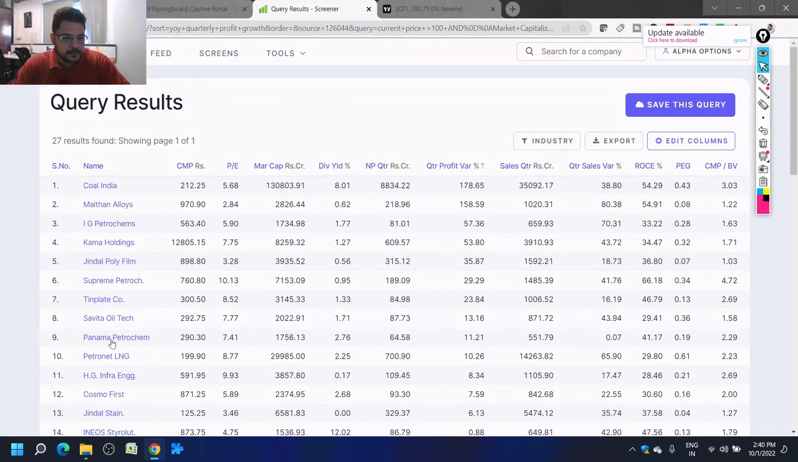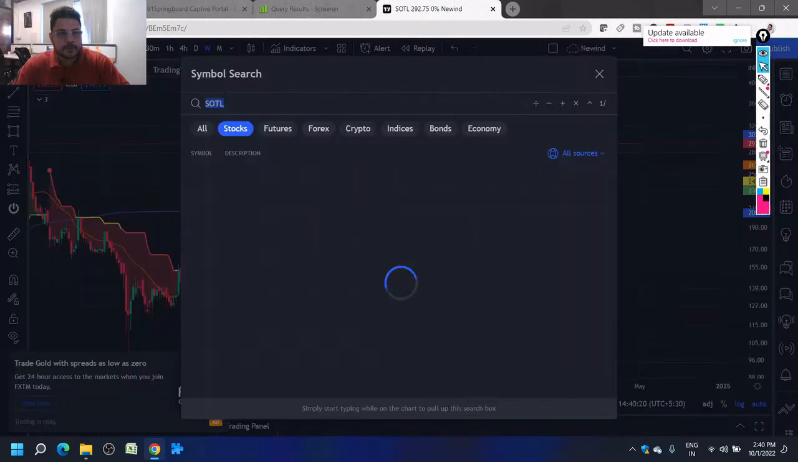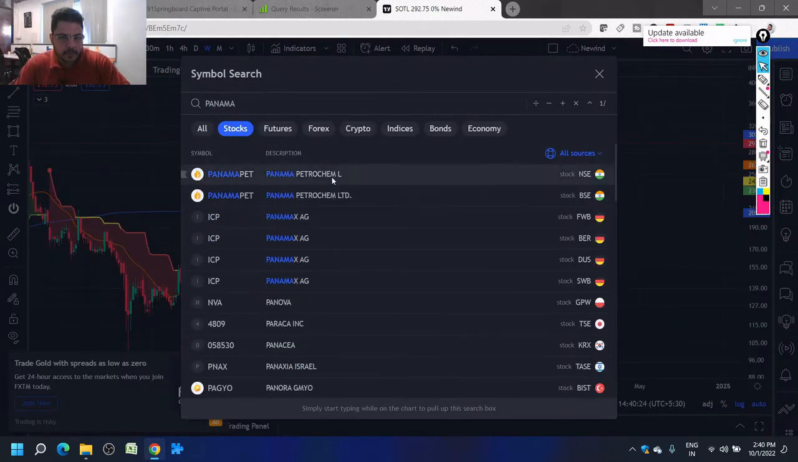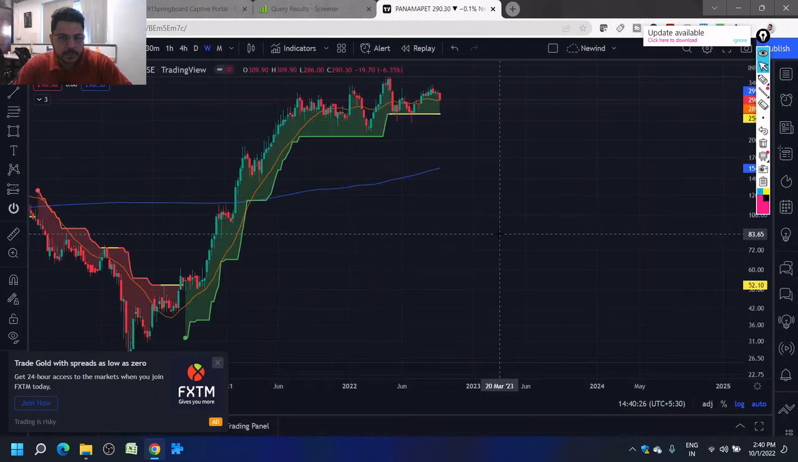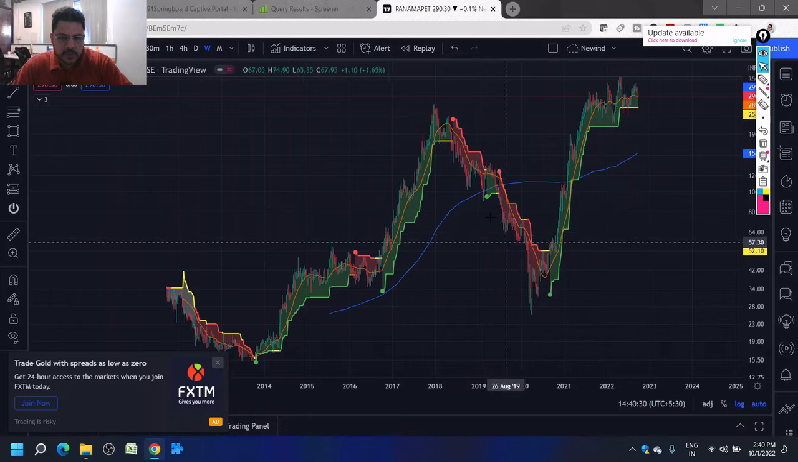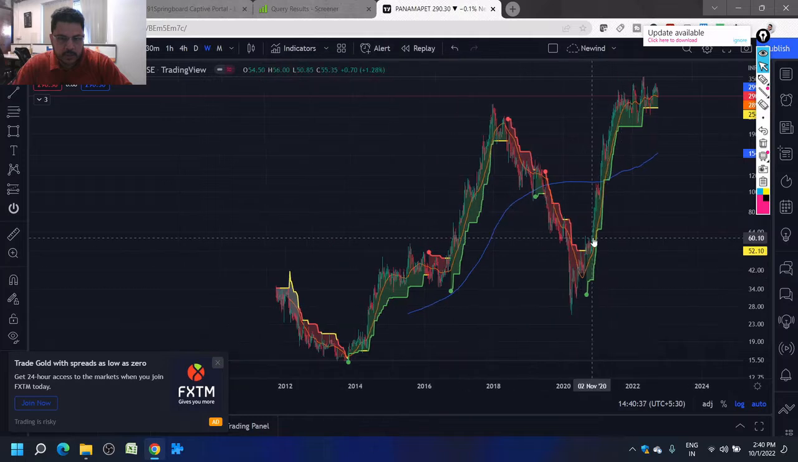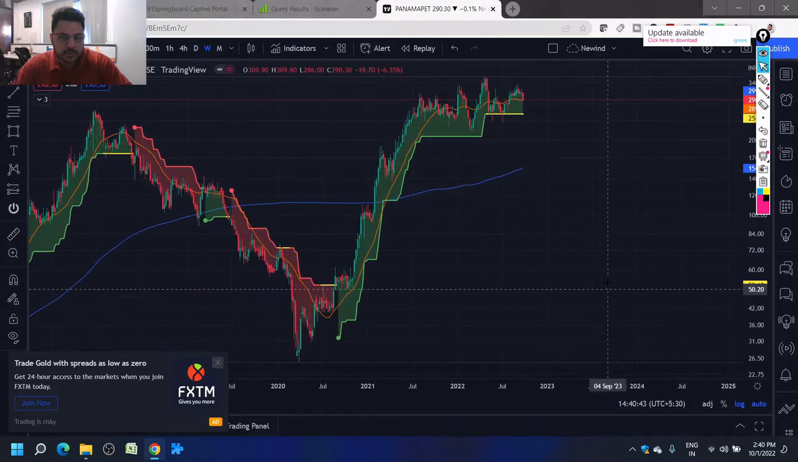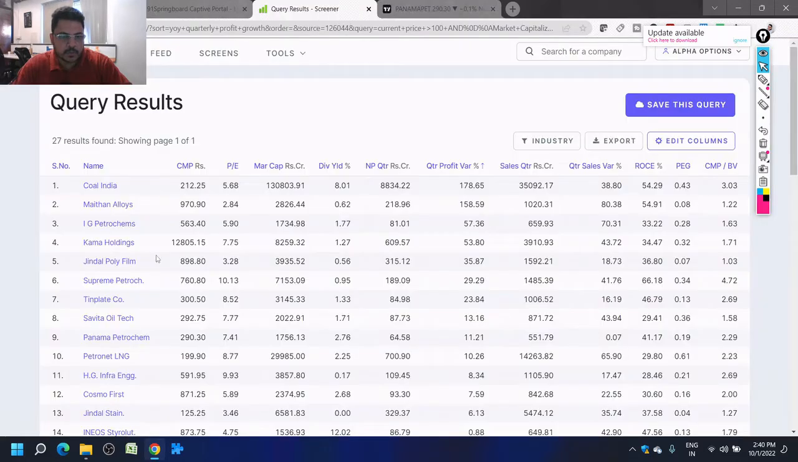Panama Petrochem. So let's look at Panama Petrochem. Very volatile stock. See the kind of downtrend it had, and then now 290. I'm sure nobody would like to hold it from 200 to 30. It's too much of a drop, so it's not a stock which you see.